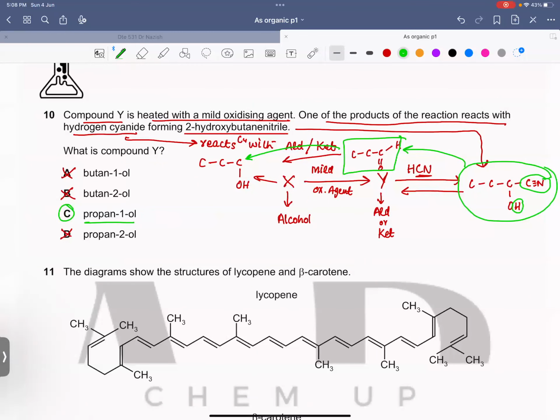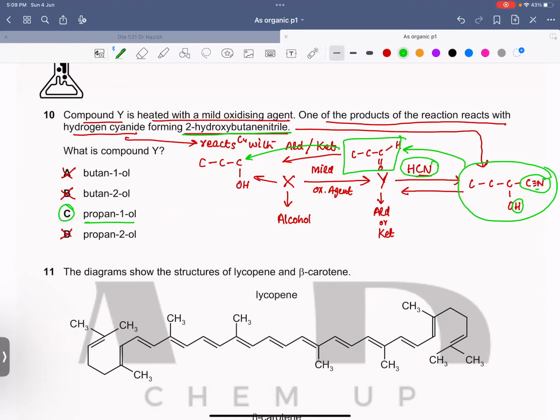Yes, Maveen, is this clear? Because H and CN are coming from this. So when I move backward from the product that they have given me, 2-hydroxybutane nitrile, I would remove CN and H, and then I would be left with an aldehyde. That's what I told you initially, that hydroxy nitrile is always from aldehyde and ketone.